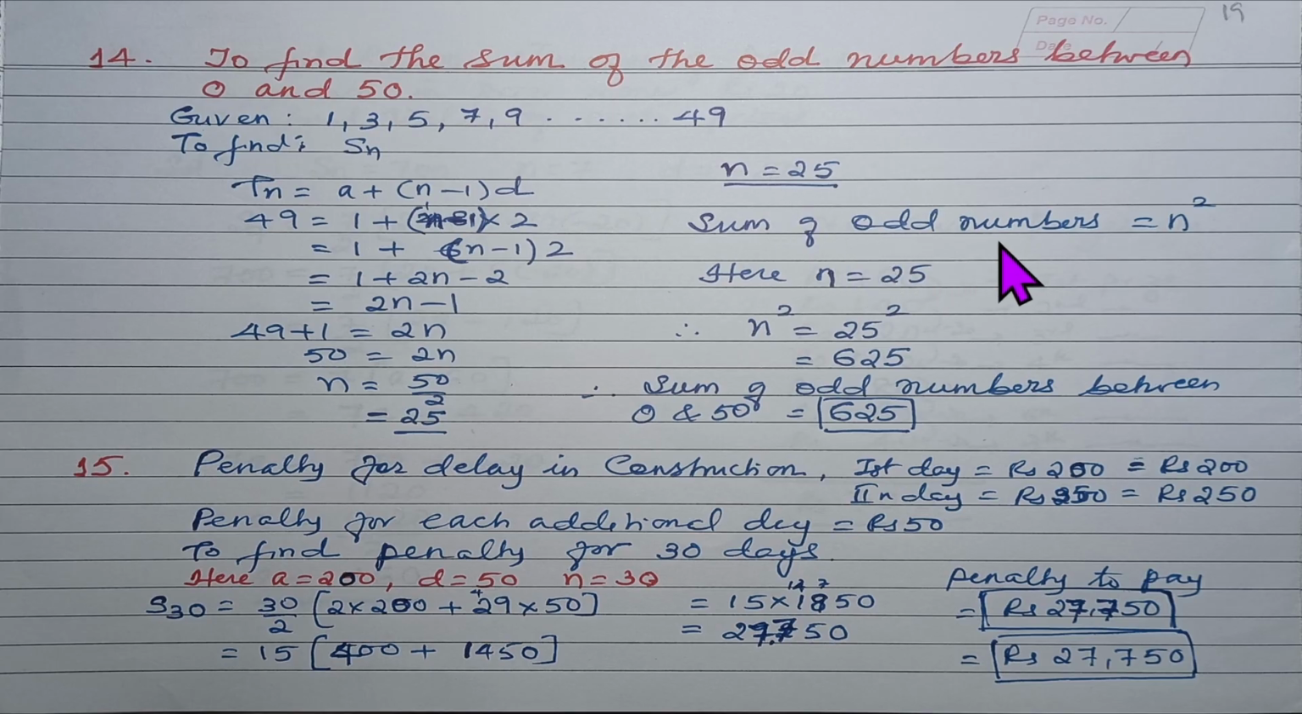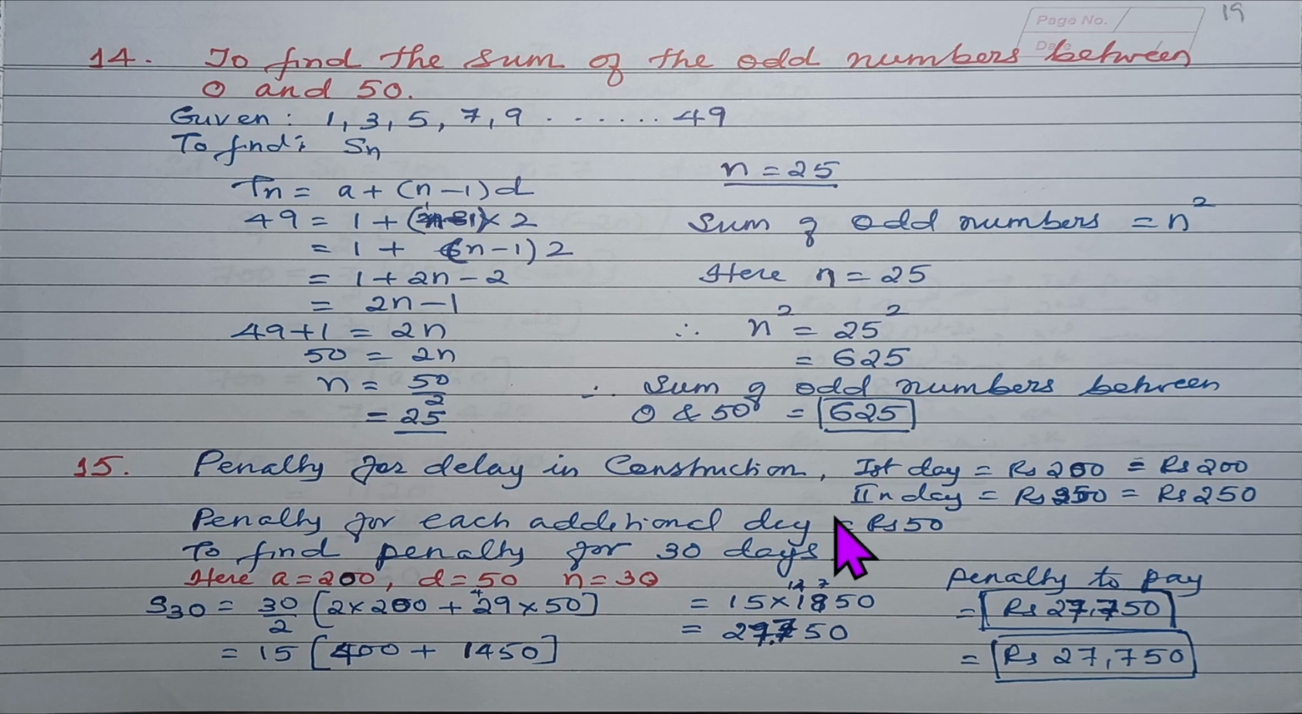Sum of odd numbers is n square, so there are 25 terms, therefore 25 square becomes 625. Therefore the sum of the odd numbers between 0 and 50 is 625. So please understand here, I have found out n. Once I find n, the sum of odd numbers is given by the formula n square. So since I know n is 25, if I square it, it will be 625, and that is the value of the sum of the odd numbers between 0 and 50.